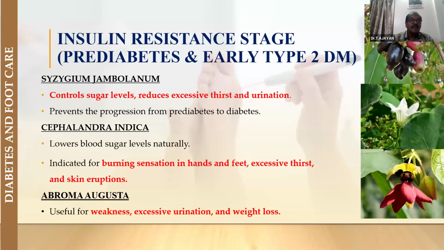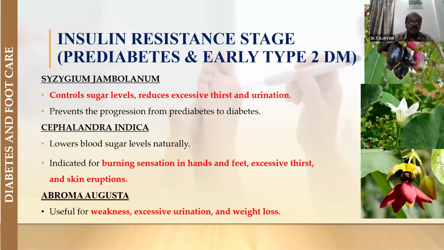Then Cephalandra, for the burning sensation in hands and feet. That is the beginning stage of diabetic neuropathy. With excessive thirst and skin eruption, just think of Cephalandra. In addition to this, one more drug to remember, Bovista. Then Abroma. Nowadays, the majority of doctors use this drug for the management of diabetes mellitus. But the symptoms are very important: weakness, excessive urination with weight loss.